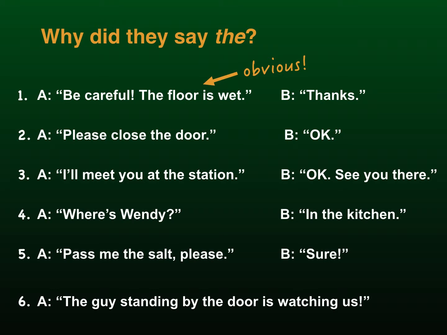Number 6 is a little different. We can imagine that A and B are in a big room, maybe a bar, and they can see a guy, but this guy is the only one standing by the door, so he is definite. The guy.